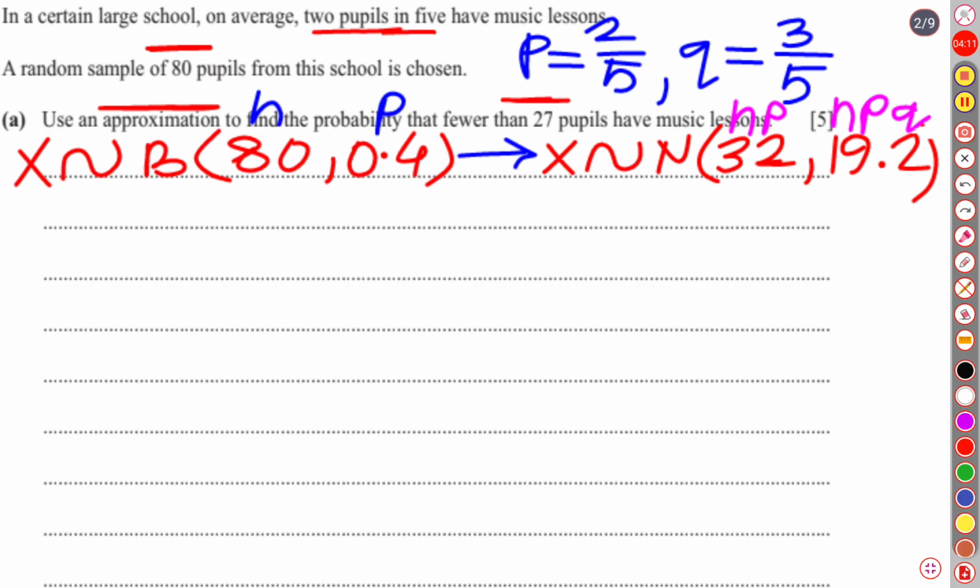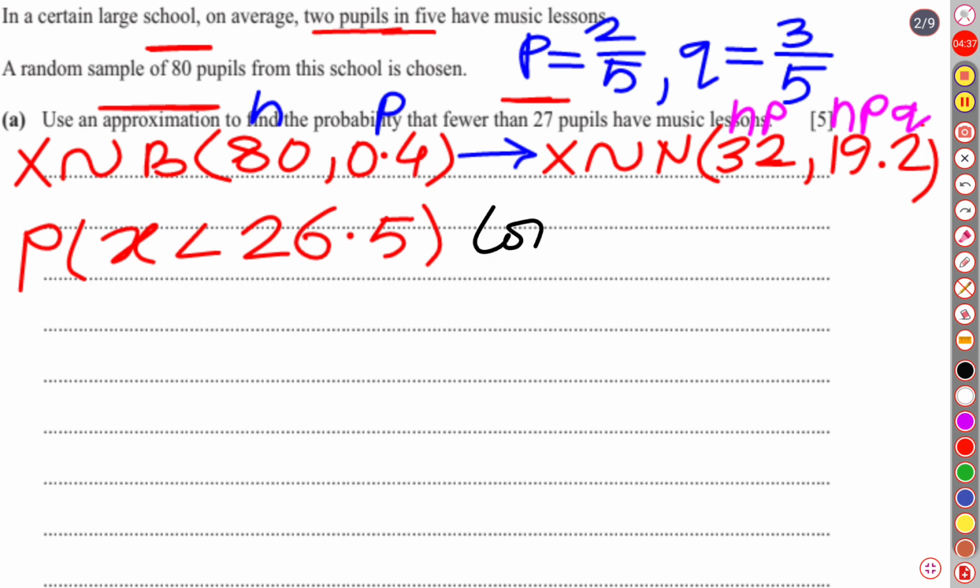Okay, so let us write the probability of x less than 27. So here there is a crucial point when we apply the approximation concept. Remember, instead of 27, it is going to be 26.5. Now the question is, why did we do this? It is actually continuity correction.